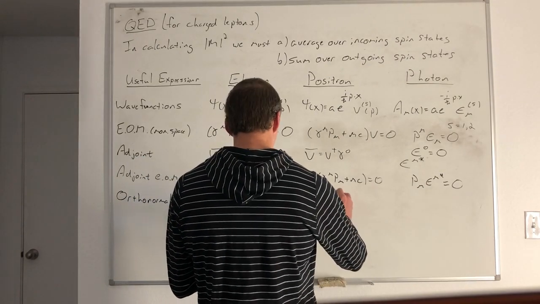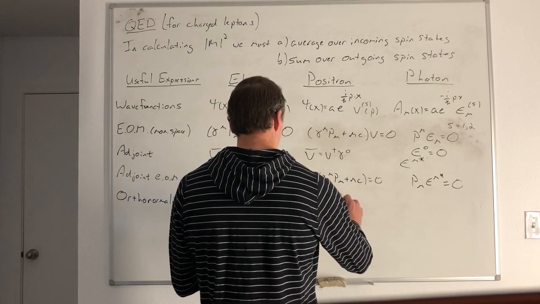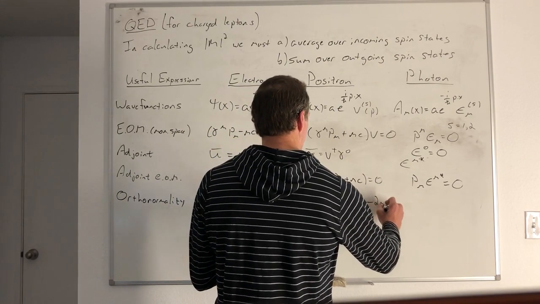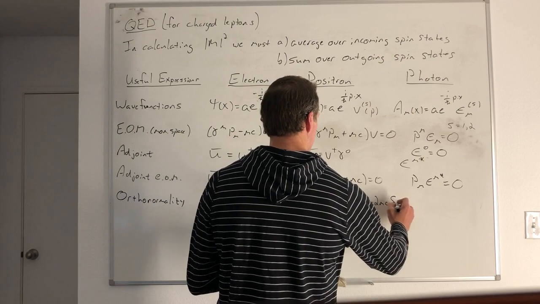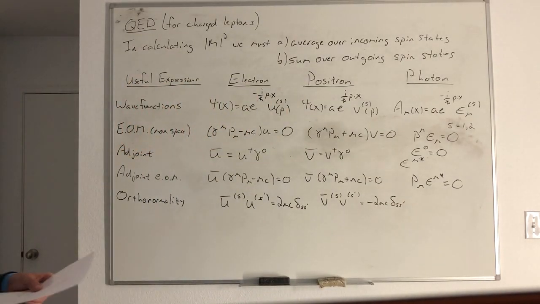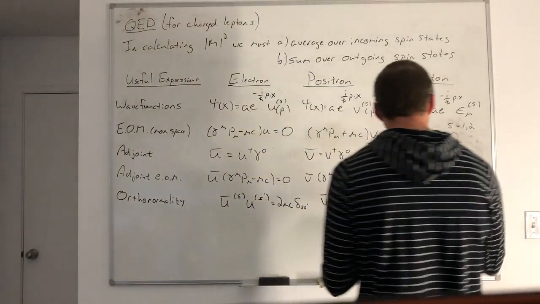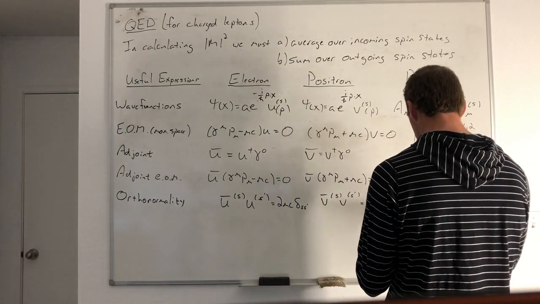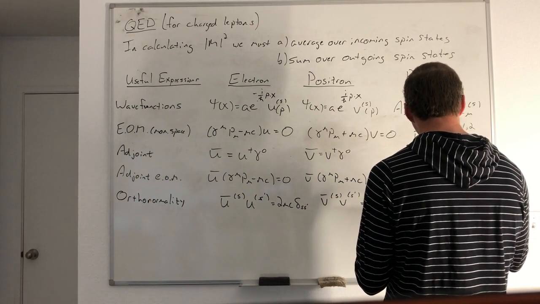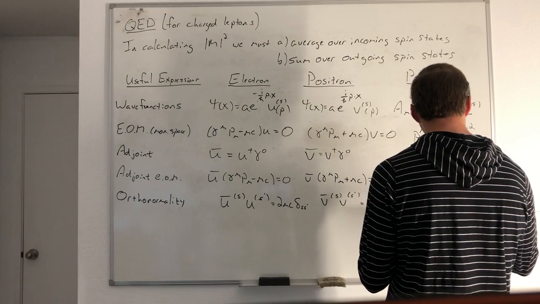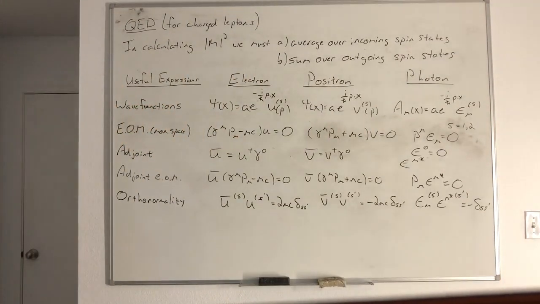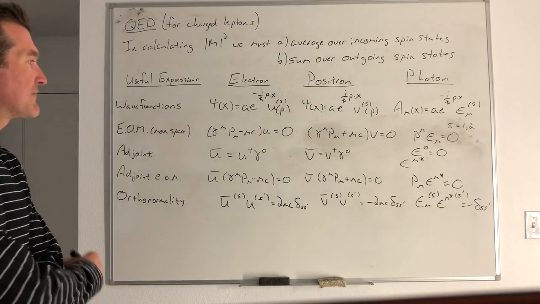And then we have v bar s, v s prime. In this case, it's minus 2mc times delta s s prime. And then for the photons, obviously we don't have a 2mc for the photons, we just have the delta function.